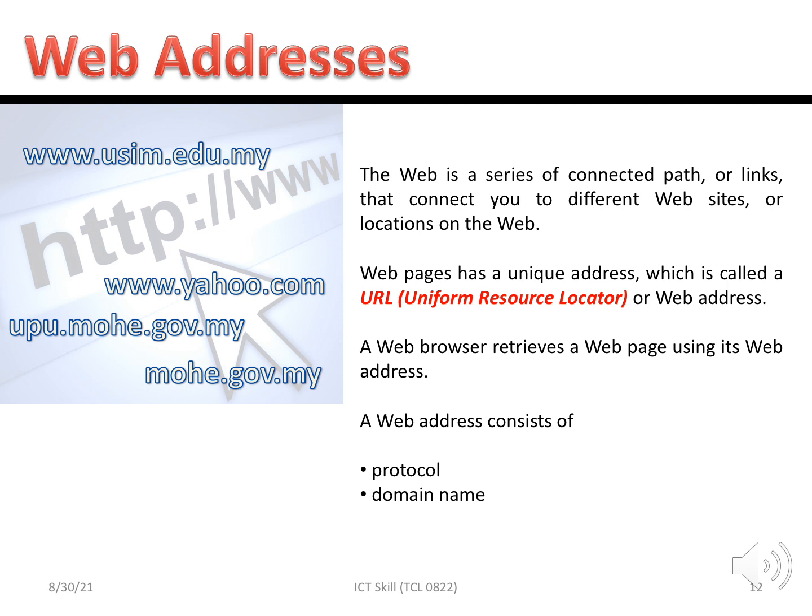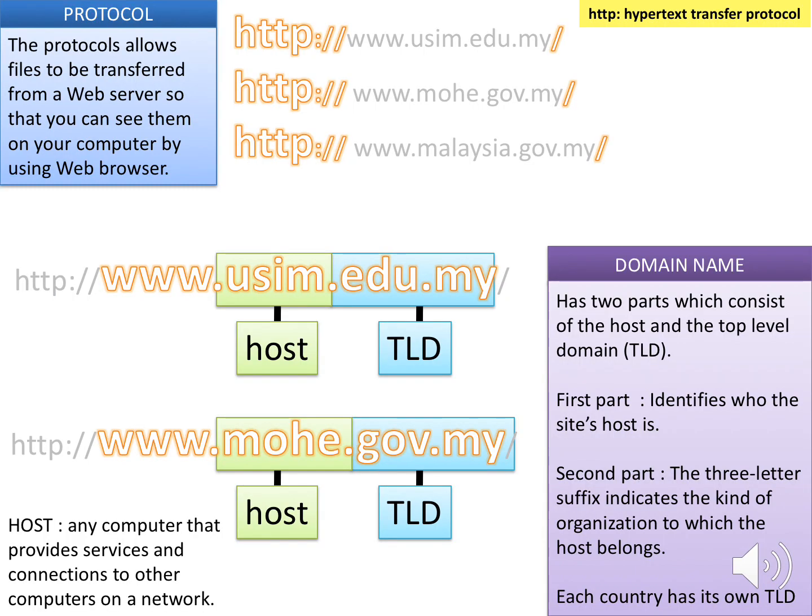And the web address, for example http www.usim.edu.my, we divide into two main parts. The first part is the protocol, and the second part is the domain name. So the protocol is http, and the domain name is usim.edu.my. So what is the protocol, and also what is inside the domain name?